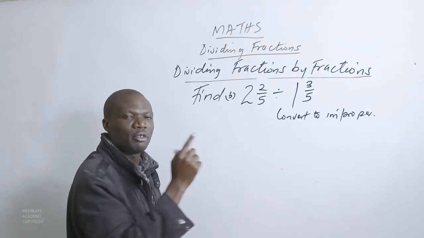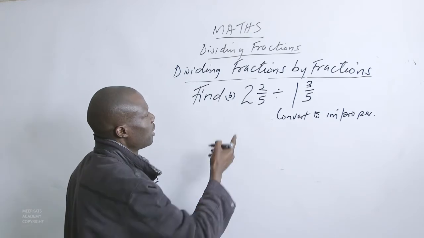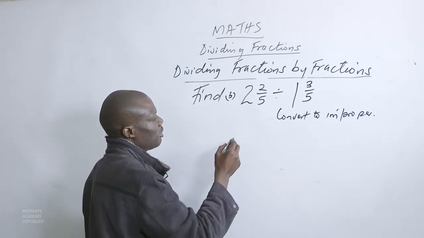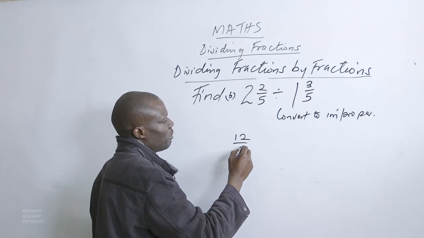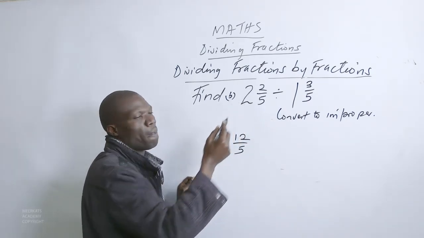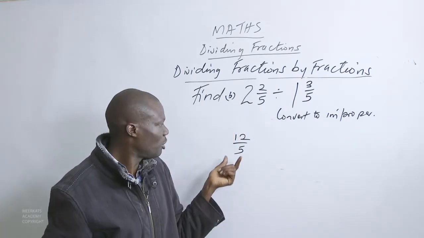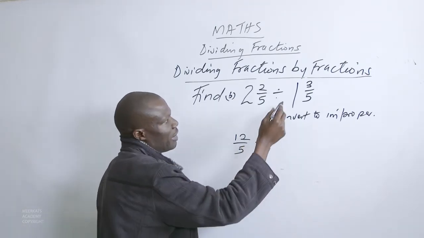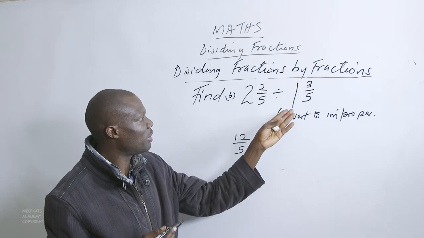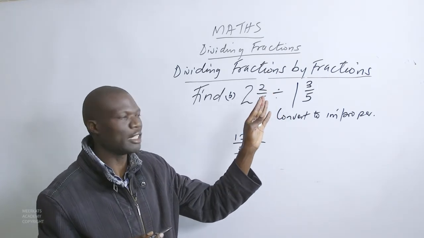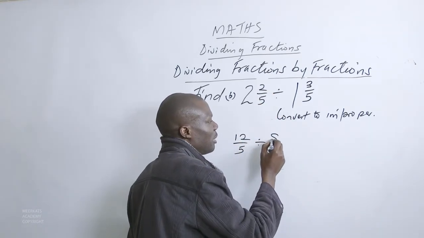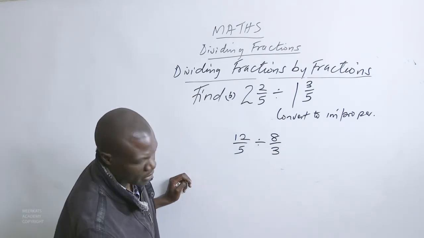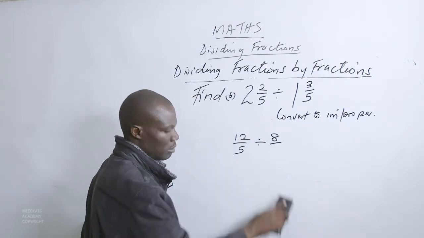So this one, instead of saying 2 and 2 over 5, we shall say 2 times 5, which is 10, plus 2 is 12. So this one will be 12 over 5. Divided by, the other one will give us 5 times 1 is 5, plus 3 gives us 8, so we shall have 8 over 5.